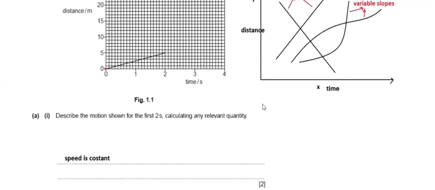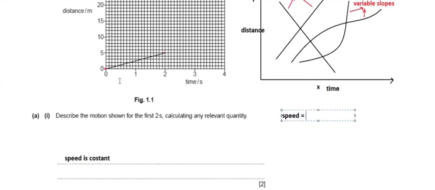Here we can write down, speed is nothing but the change in the y-axis divided by the change in the x-axis. That is nothing but the formula for the slope.